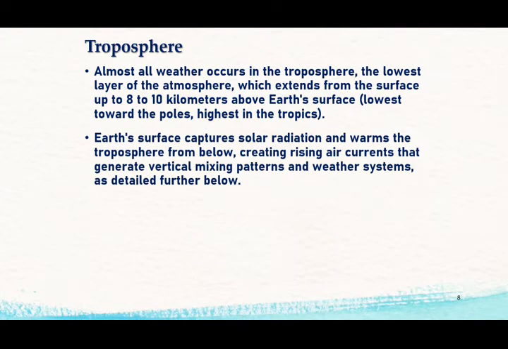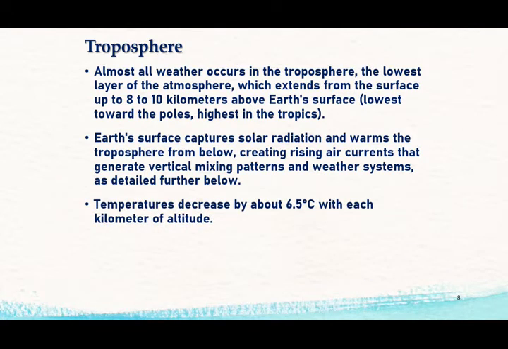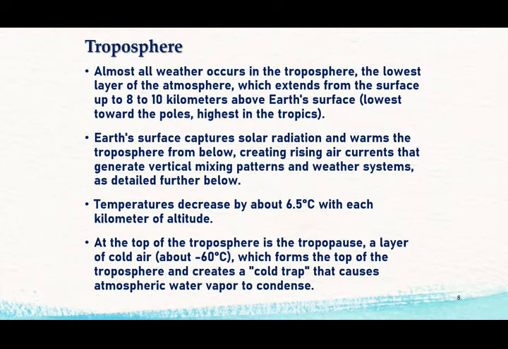The Earth's surface captures the solar radiation and warms the troposphere from below, creating rising air currents that generate vertical mixing patterns and weather systems, as detailed further below. Temperature decreases by about 0.5 degrees Celsius with each kilometer of altitude. And at the top of the troposphere is the tropopause, a layer called the cold trap, which forms the top of the troposphere and causes atmospheric water vapor to condense.